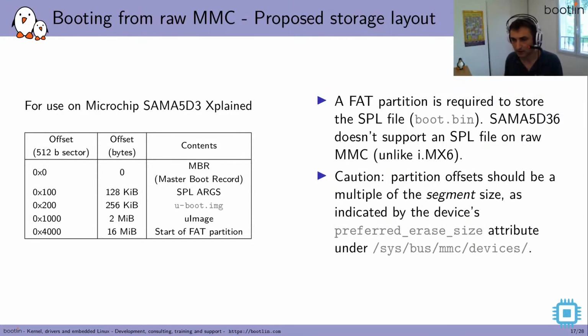So here the default partitions on your SD card may not work, so you have to create them in a way that they are far enough from the start to have enough space for U-Boot and uImage. It's advisable to start the partition offsets from a multiple of what is called the segment size, which you can find in the preferred erase size attribute under the sysbus MMC devices. Otherwise, every time you modify the files in the first partition, you may end up erasing or overwriting the blocks that are before, and that's bad for performance and reliability.